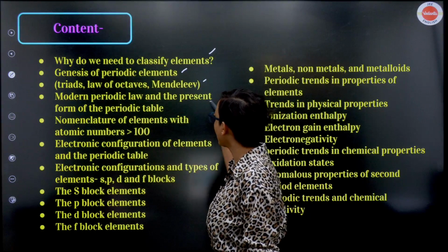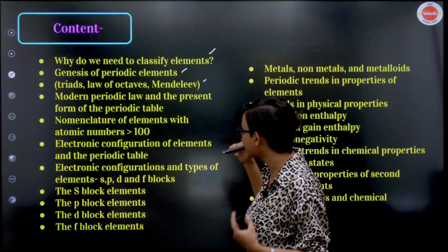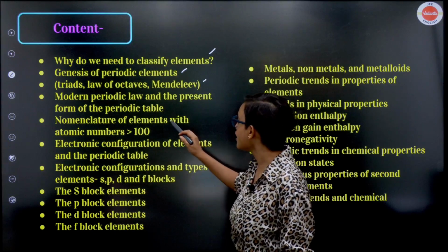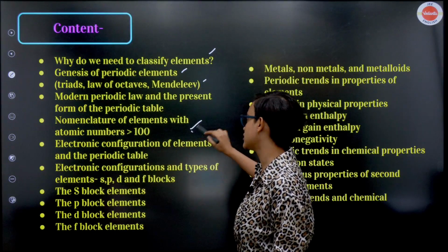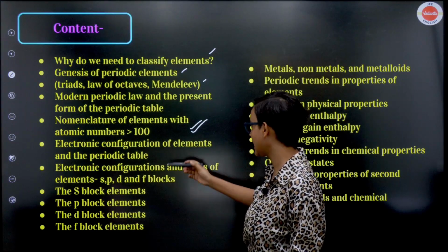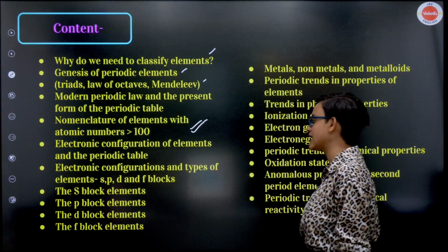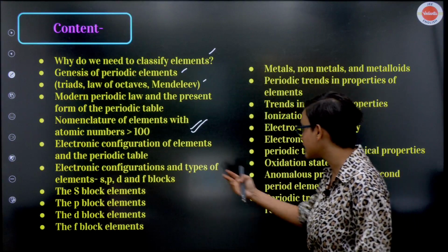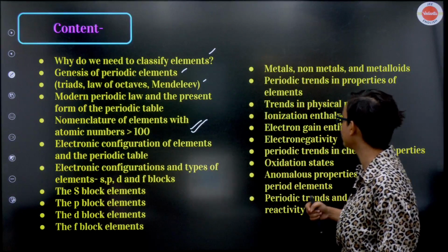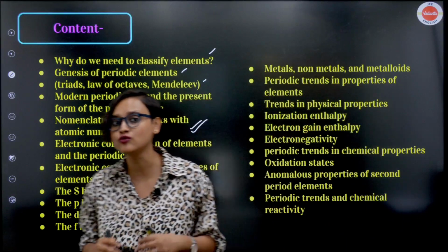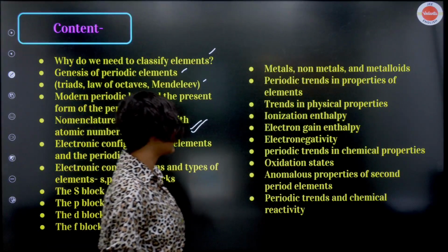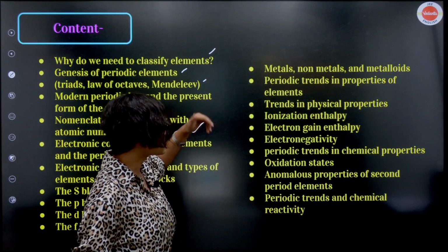So modern periodic law and the present form of the periodic table, this is where we start revving up our engine. Nomenclature of elements, this is going to be very important. Electronic configuration of elements, remember, you have to remember it, and the periodic table, electronic configurations and types of elements, that is S, P, D and F block, and then we go through the blocks, that is S block, P block, D block and F block, but in short, because we also do have these chapters in both 11th as well as 12th standard, right? Then we read a little bit about the metals, non-metals and metalloids.